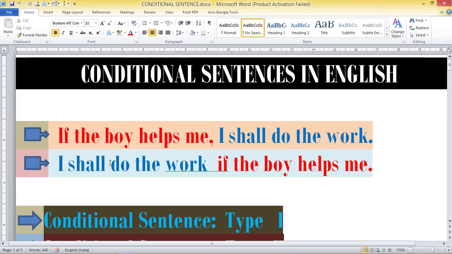A conditional sentence can be written in any order. We can write the if clause first. If the boy helps me, here in this sentence I've written the if clause first. Then after the if clause, here I have written the main clause. But in case of the second sentence, the main clause has been written first, and after the main clause I have written the if clause, if the boy helps me.